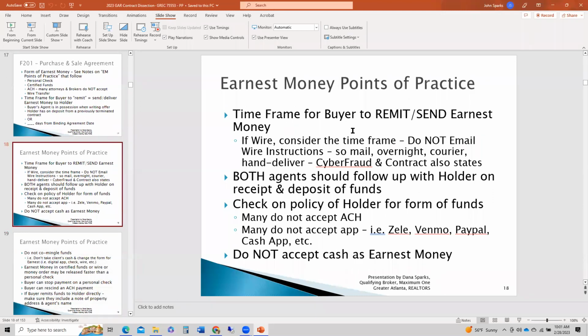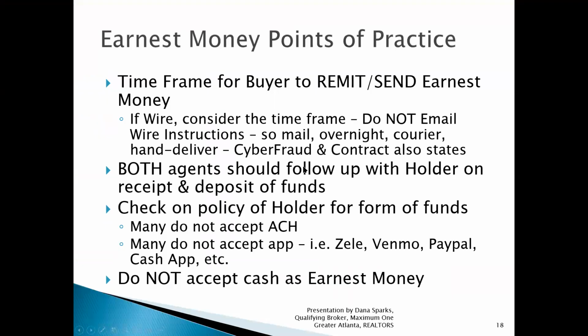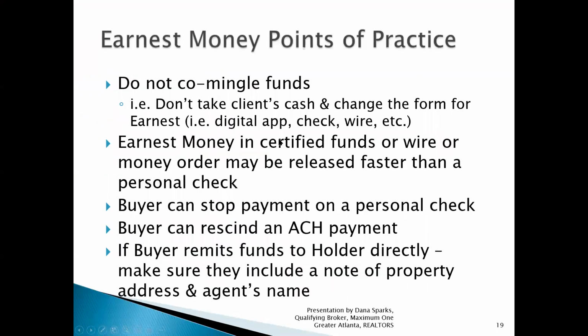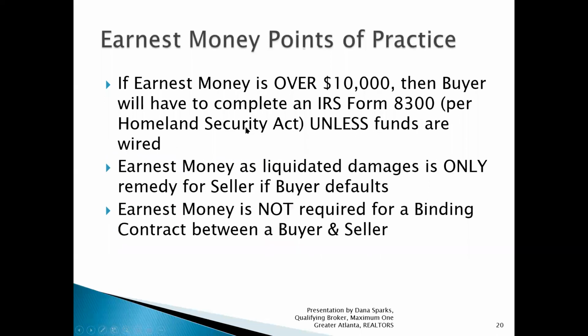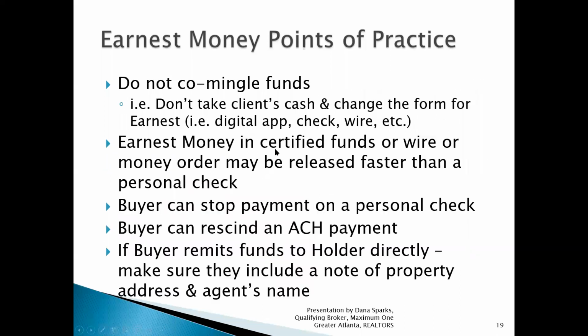And I've got these earnest money points of practice written here for you to look over, as well as at the end. I didn't realize I had it twice, but that's okay. Handling of earnest money is a huge issue. So the fact that I have all this information twice now and at the end, I'm not going to apologize for that. Now, again, these couple of slides have to do with just points of practice for you as an agent.